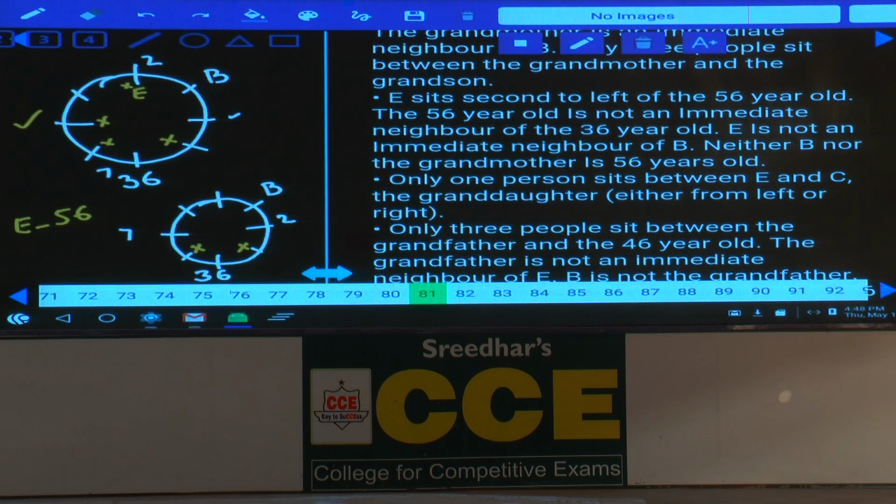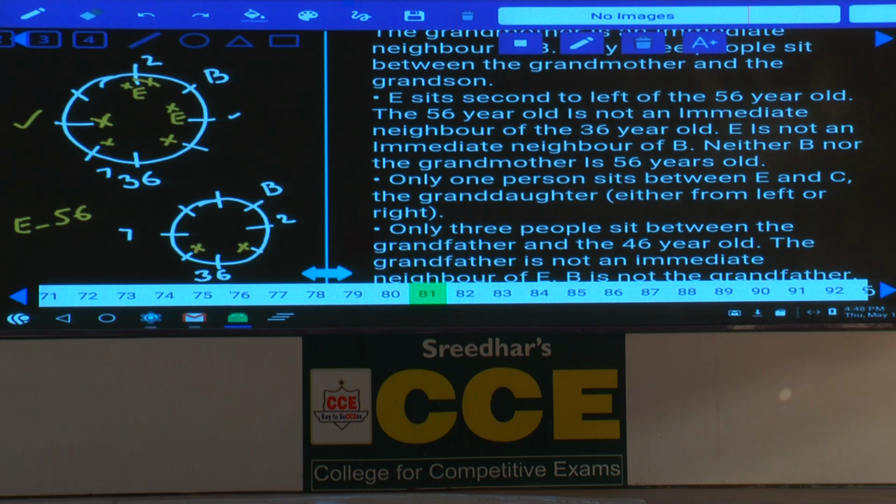If 56-year-old person is here, then this E sits second to the left of 56, but as E is not an immediate neighbor of B, hence 56 cannot be here. Are you following this one or not? Then next one. And again, E cannot be here as well. As E cannot be here, 56 person cannot be here as well. Are you following this one or not?